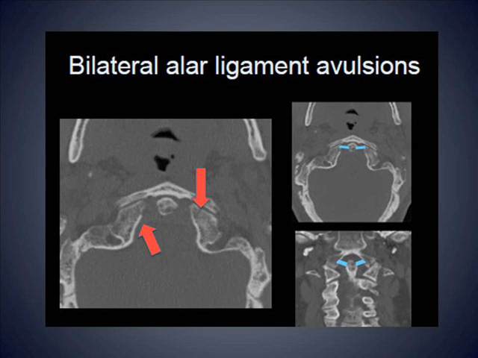Here we have a good example on these CT cuts of avulsions of the occipital condyles by the alar ligament. I have highlighted in blue the alar ligaments in the axial and coronal cuts on the right.